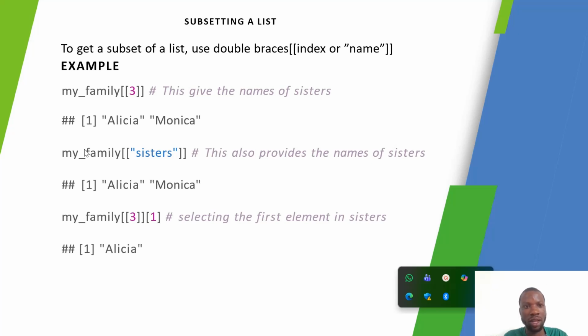So subsetting the list is the same as before, but the only difference from vectors, matrices, and data frames is that when we are subsetting the list, we are using double brackets, the double square brackets. So we are using the double brackets for us to understand it better. That is the only difference between those, but otherwise it is the same.